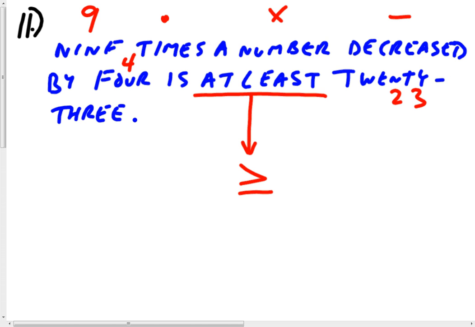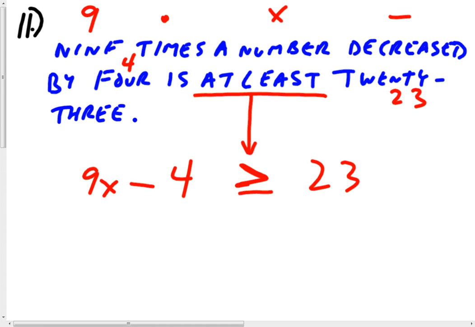So let's put it all together. We have 9 times x decreased by 4 is at least. When we say at least, we use a greater than or equal to, and then we put our 23. It's at least 23, but it could be bigger, which is why we use the greater than. Can you solve something like that? Yes, you can.